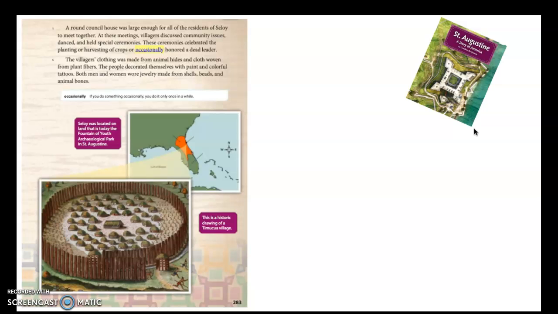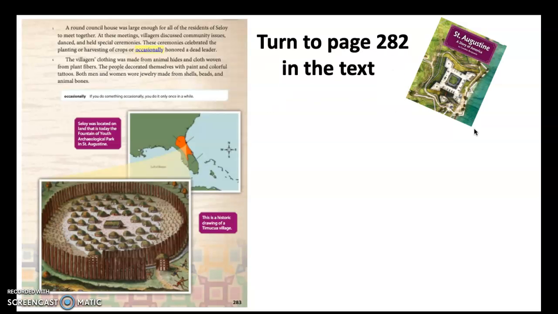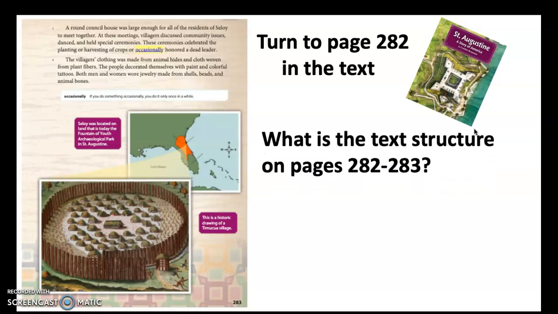Go ahead and get your book and open up to page 282. Now, review this page with your partner. And as you're looking at it, I want you and your partner to think about what the text structure is on pages 282 to 283. Press pause and try to figure out what structure you think you see with your partner, and press play when you're ready to continue.